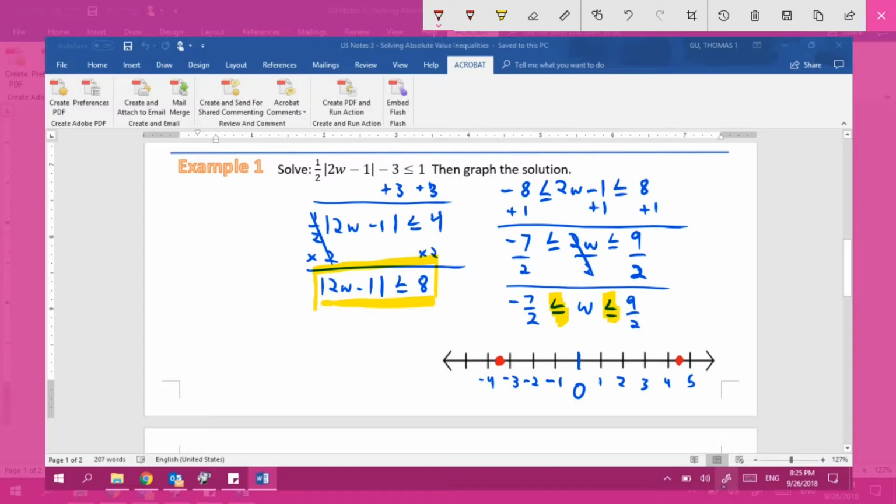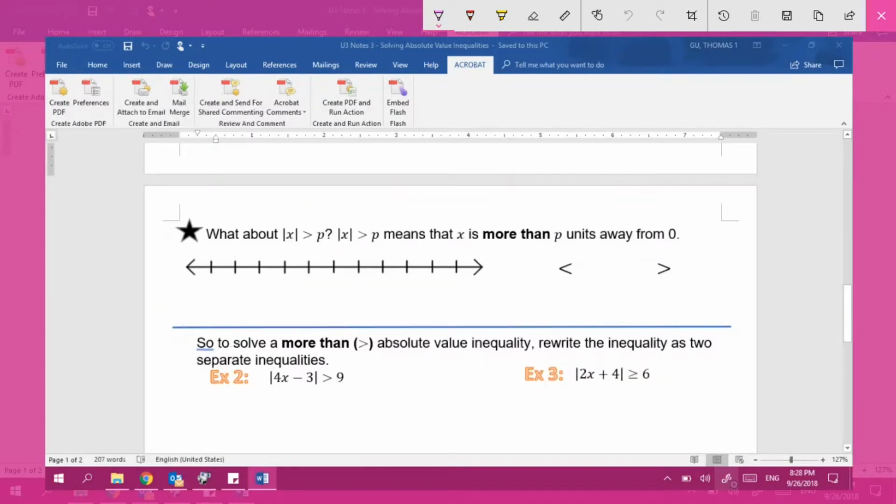And now to shade for our answer, we're going to shade in between, because our answer needs to be greater than or equal to negative 7 over 2 and less than or equal to 9 over 2. So that's it right there. Okay, so we just did some examples of less than inequalities, but what about when we have something that is more than? For example, absolute value of x is more than p.